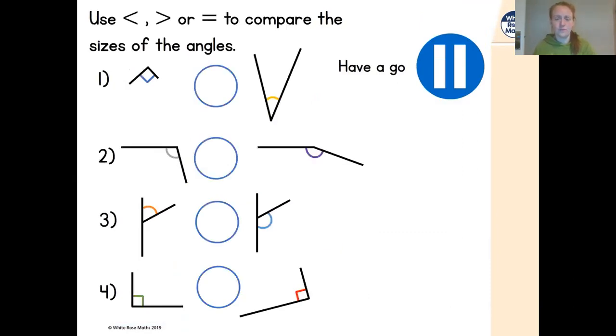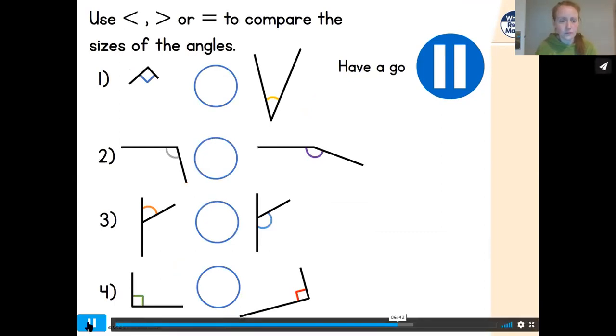So you are familiar with the inequality signs. So use those inequality signs there to compare, or of course the equal sign, to compare those pairs of angles. Okay, let's have a quick look at this together. So we've got the greater than and less than and the equal sign. So here we've got a right angle, which is 90 degrees. And we can see this one here is less than, isn't it? It's smaller than a right angle. It's an acute angle.